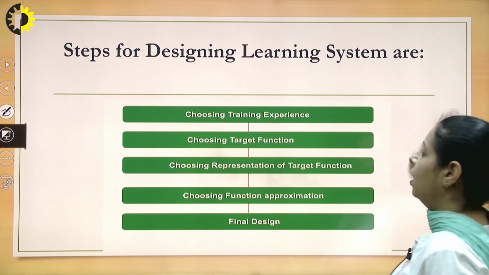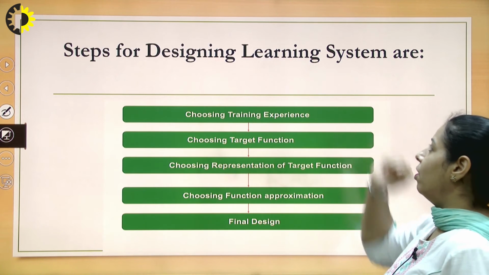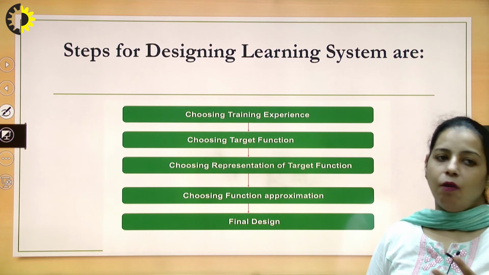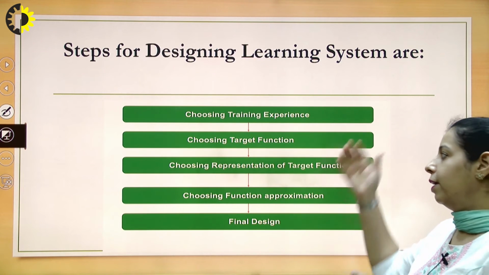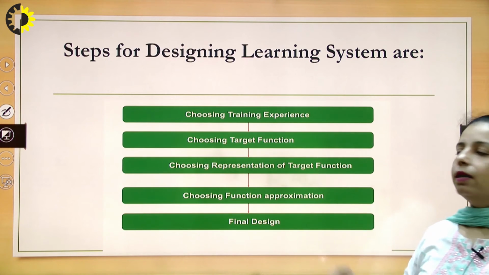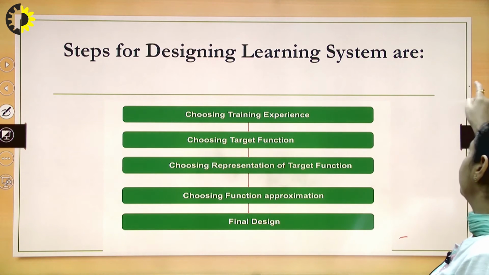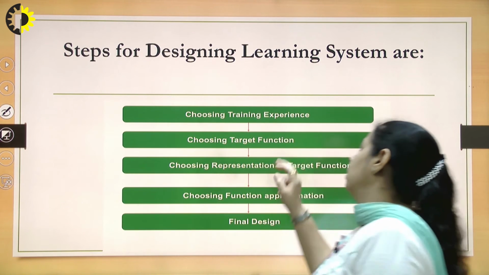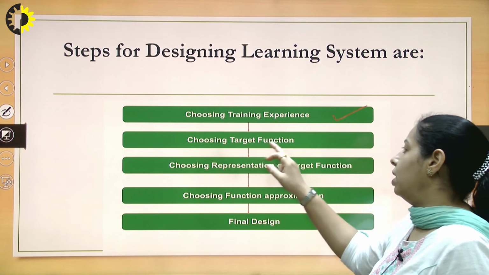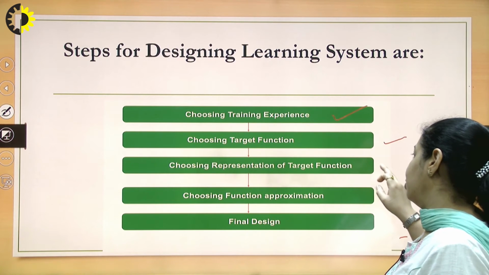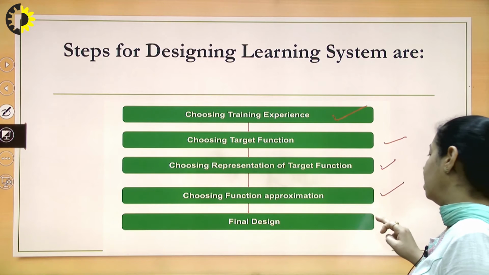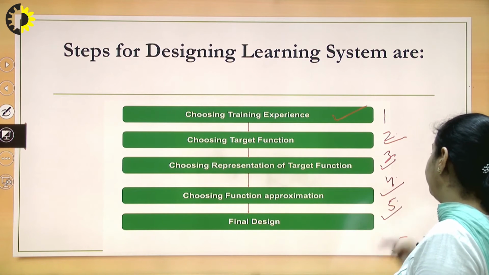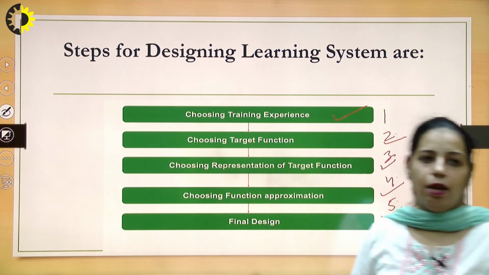Now let's go to the steps for designing a learning system. We have seen what a learning system is and how we create it. Basically it is divided into 5 categories: choosing the training experience, choosing the target function, choosing a representation of the target function, choosing a function approximation, and the final design. So these are the 5 general steps under which this whole design of a learning system falls.